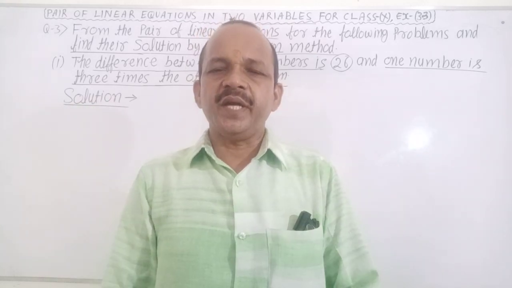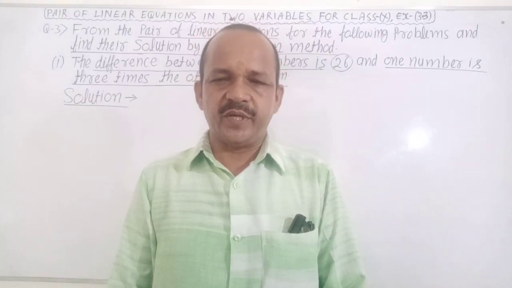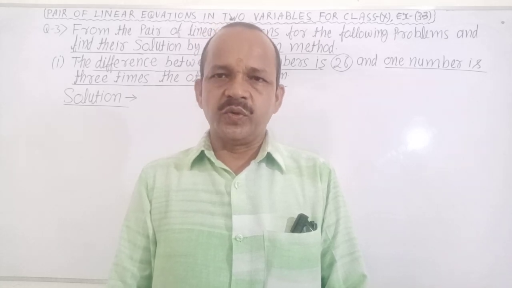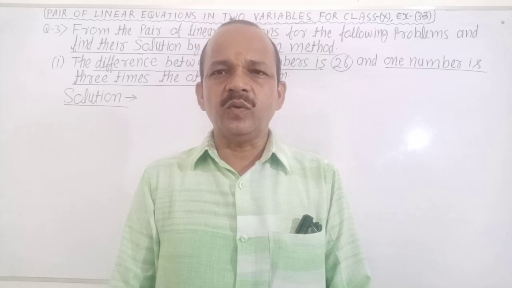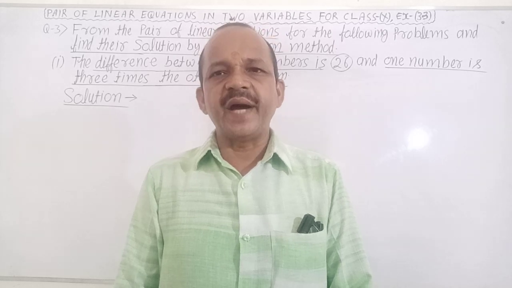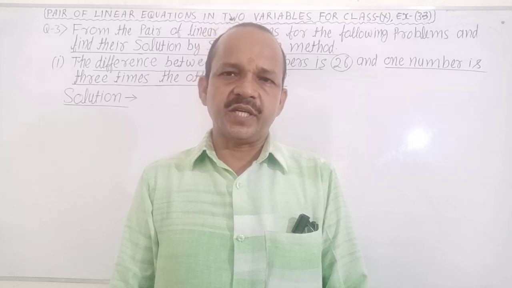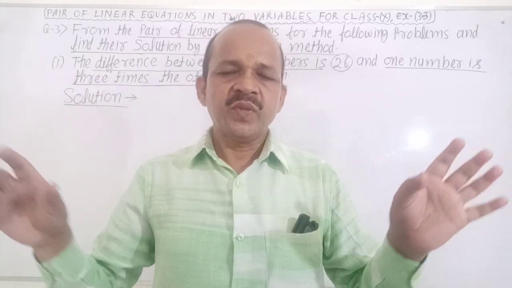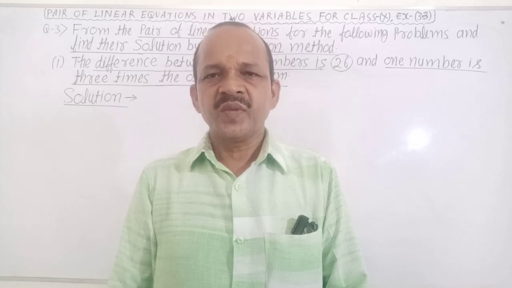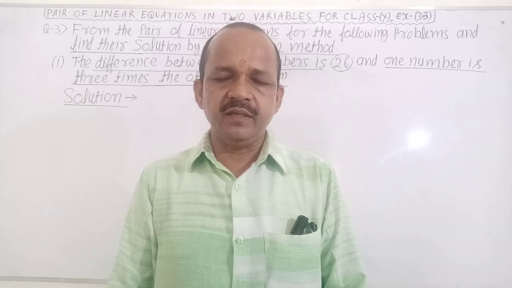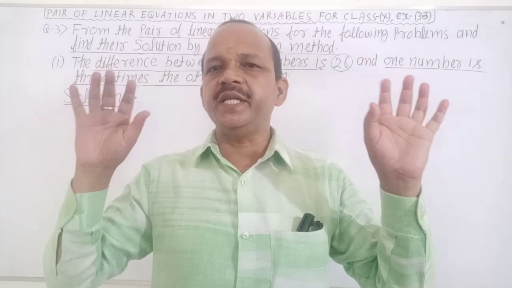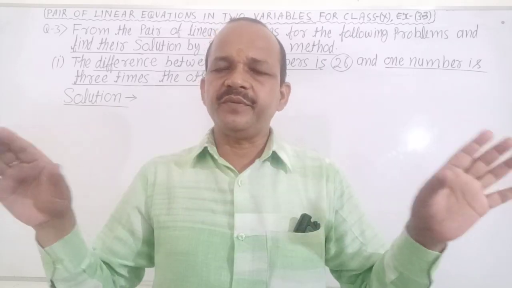If a1 by a2 not equal to b1 by b2, then it shows intersecting lines, consistent system and unique solution. If a1 by a2 equal to b1 by b2 not equal to c1 by c2, then it shows parallel lines, inconsistent system and no solution. If a1 by a2 equal to b1 by b2 equal to c1 by c2, then it shows coincident lines, consistent dependent system and infinitely many solutions. It is clear. No confusion about it.